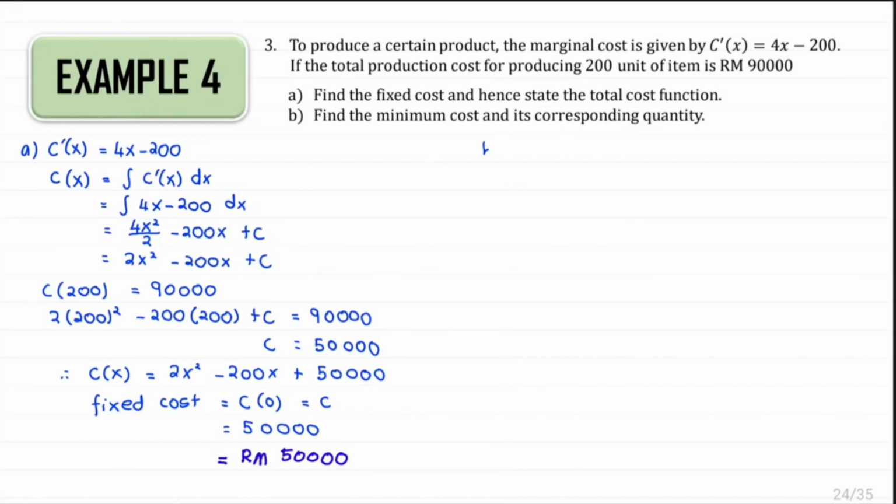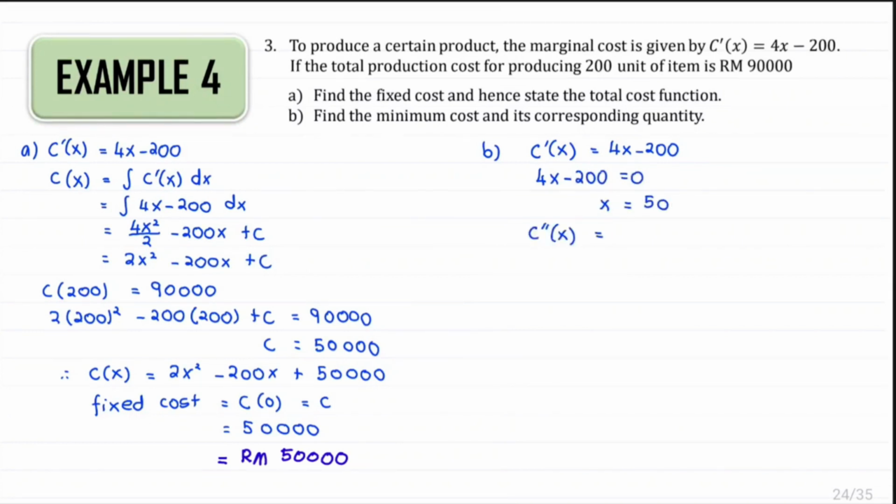Question B, we want to find the minimum cost and its corresponding quantity. So we use the steps to find the minimum cost. We have C′ equals 4x − 200. We let C′ equal 0. Then we solve and find the value for x, we get x = 50. We differentiate again, we get 4. 4 is greater than 0. So minimum cost exists.